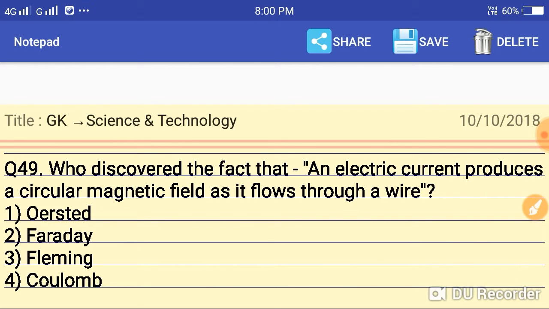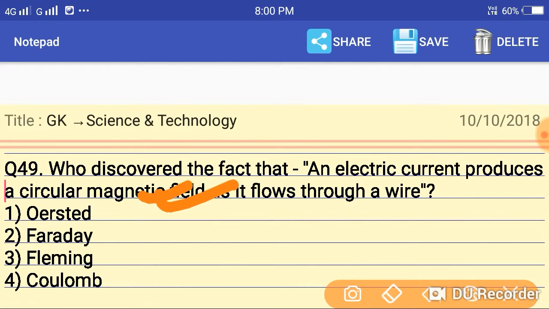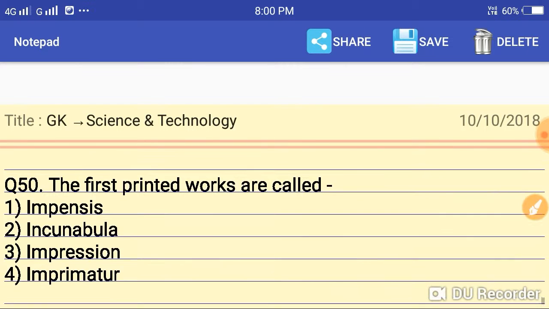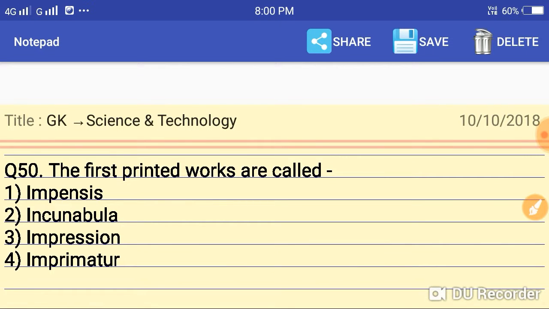Next question. Who discovered the fact that an electric current produces a circular magnetic field as it flows through a wire? So important question. This is the right answer, option 1. Option 1, right answer. Next question. The first printing works are called, right answer is option 2, incunabula.